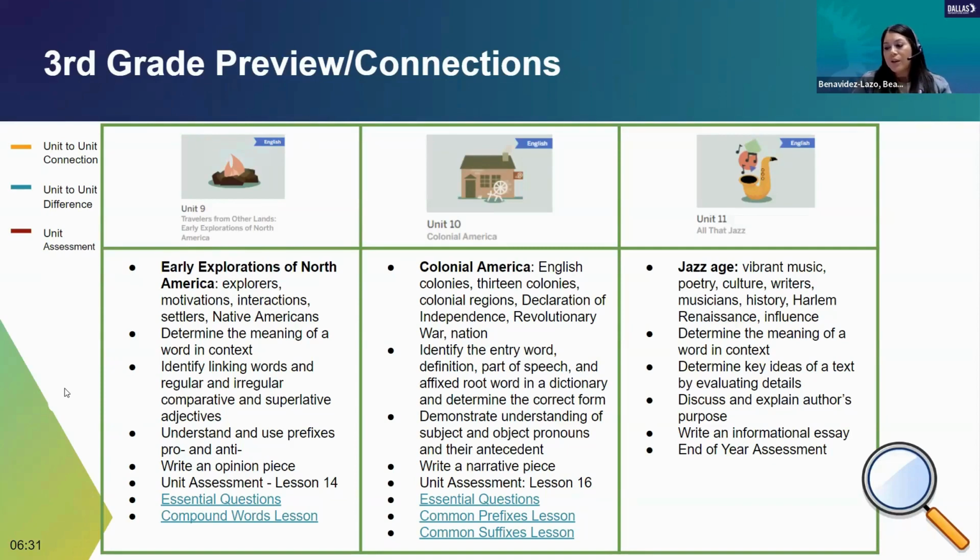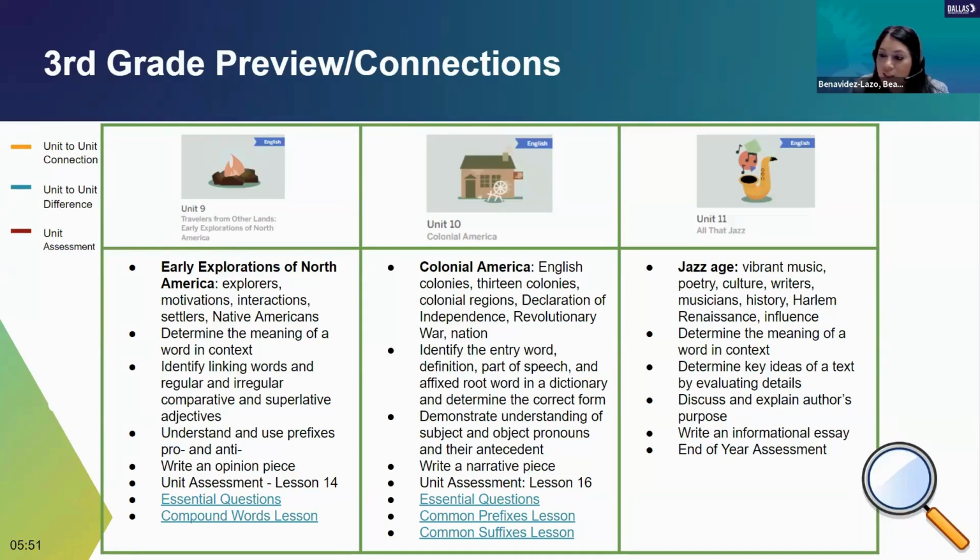So here's what's coming up for 3rd grade preview for Q4. We know that Unit 9 will have early exploration of North America. It goes into Unit 10 of Colonial America, and then Unit 11 of the Jazz Age. What I want you to do is look at some of the topics that are going to be skills and knowledge talked about within these units. Just go ahead and look at them and think about what you notice either between them or individually, and then I'll ask you to share out in a minute.